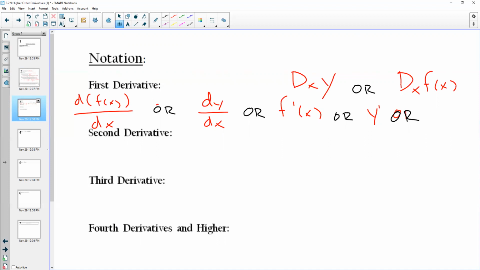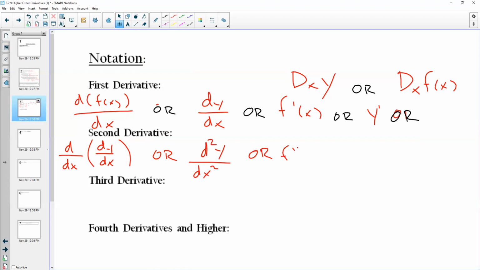Okay, so going into our second derivative. The derivative of dy over dx can be a second derivative. Or we also have d squared y over dx squared. Or we can also go f double prime of x.